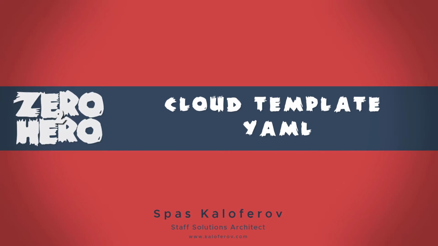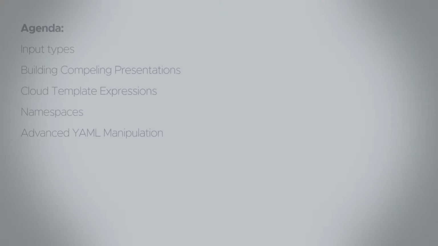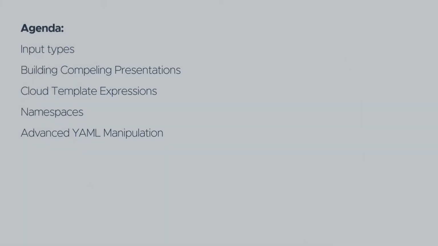In today's Zero2Hero video, we are going to talk about the Cloud Templates YAML in VMware Cloud Assembly. We are going to cover the different input types we can have for our inputs in the blueprint editor. We're going to speak about how we can build compelling UI presentations and dropdowns without the help of custom forms.